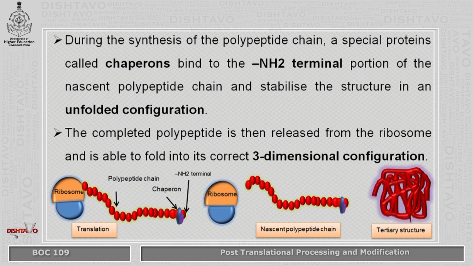During the synthesis of the polypeptide chain, special proteins called chaperones bind to the amino terminal portion of the nascent polypeptide chain and stabilize the structure in an unfolded configuration. The completed polypeptide is then released from the ribosome and is able to fold into its three-dimensional configuration.